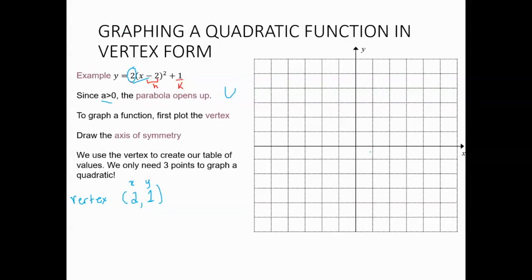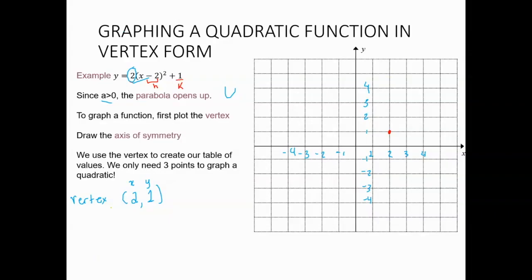So I'm going to go over, we're going to make these intervals of 1. -1, -2, -3, -4. So first step, graph the vertex. I'm going to switch to a different color though. So my vertex is at 2 and 1. So there's my vertex.